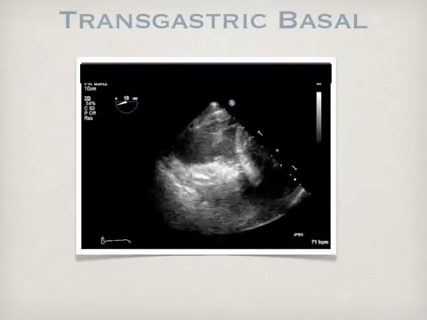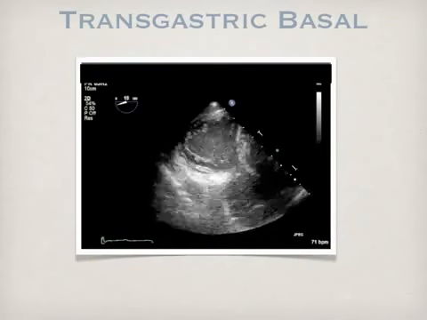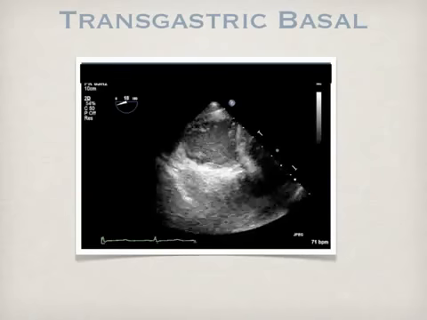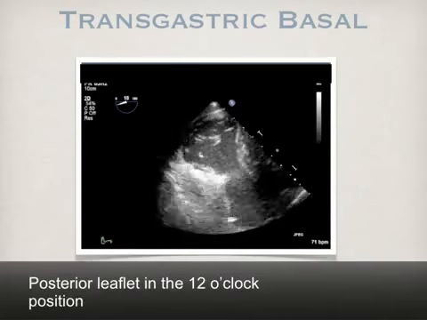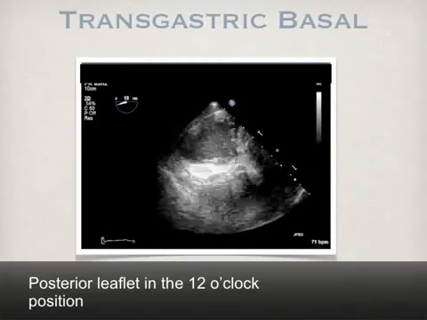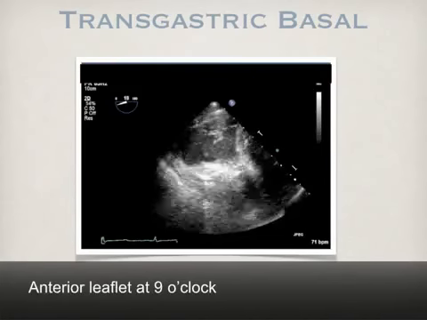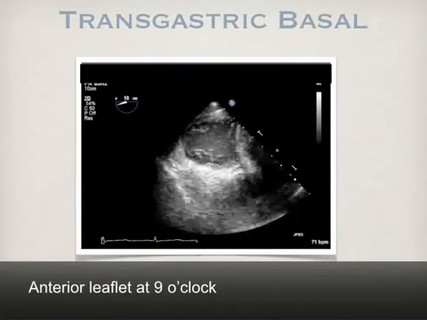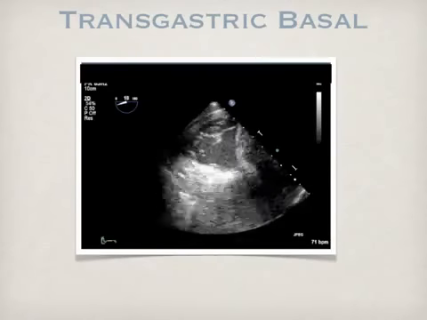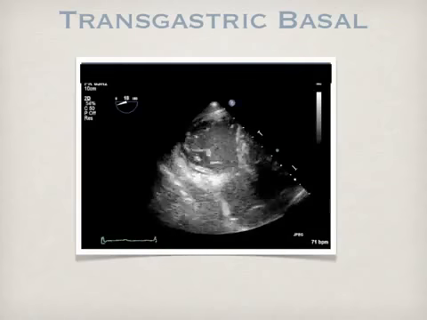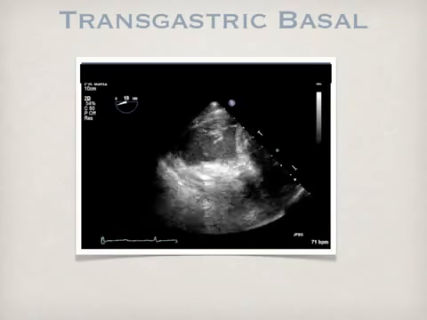In the transgastric basal view, you can see all three of the tricuspid valve leaflets. Moving clockwise from the top, you see the posterior leaflet in the 12 o'clock position, the septal leaflet at 3 o'clock, and the anterior leaflet at 9 o'clock. This is the only view where all three tricuspid leaflets are visible, and it is often difficult to see all, even in this view.